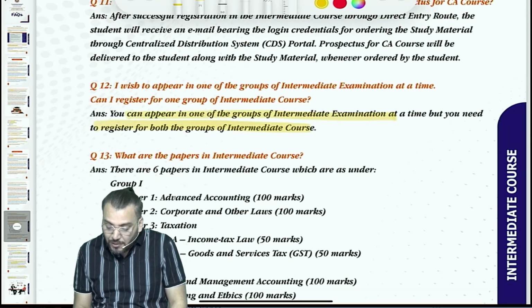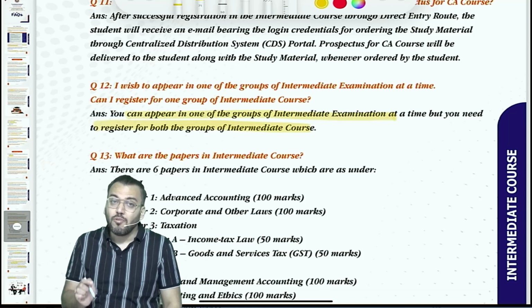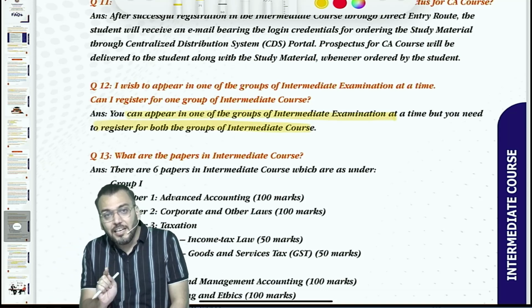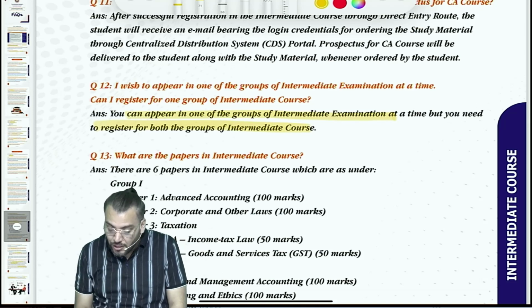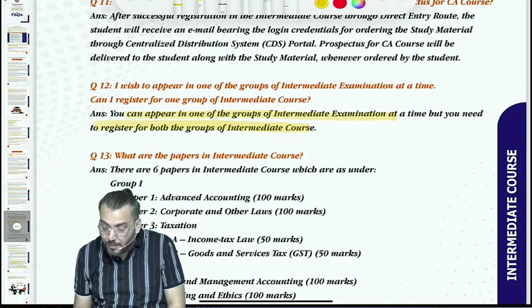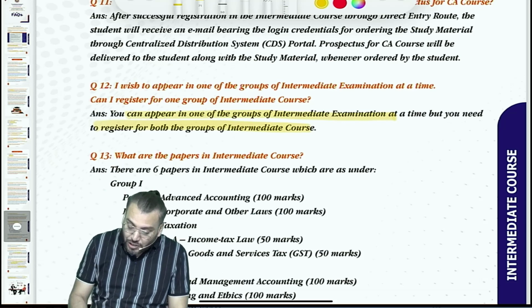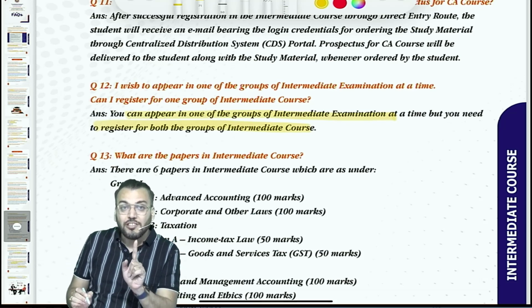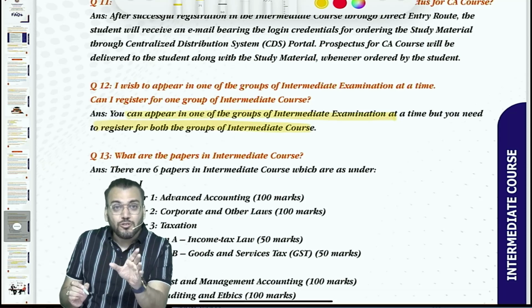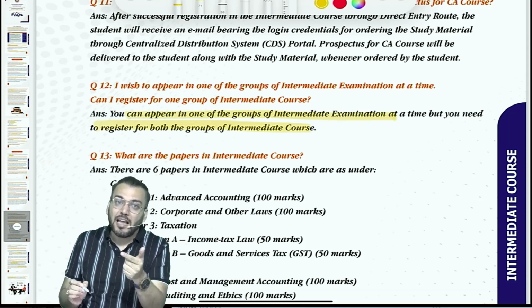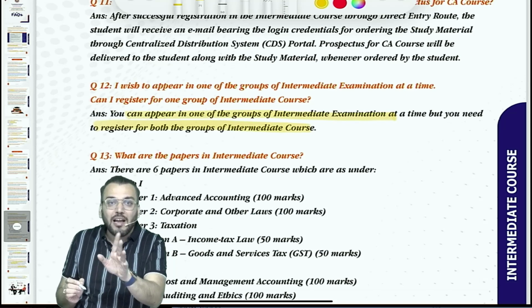Means I wish to appear in one of the groups of the intermediate examination at a time. Can I register for one group? So what they have given is that you can write one group, but you need to register for both groups only. This is one point you need to understand. You can appear in one group of the intermediate examination at a time, but you need to register for both groups of the intermediate course. So registration cannot be group wise. Registration should be for the entire intermediate course, but you can appear in either group 1 or group 2 at one time.